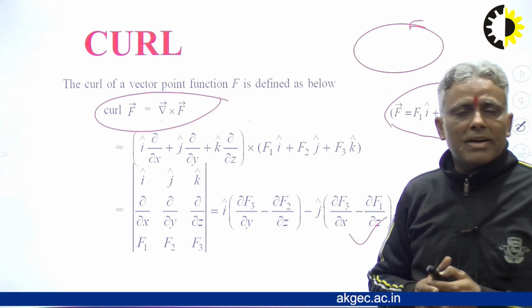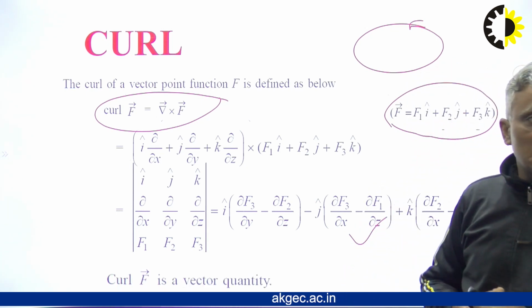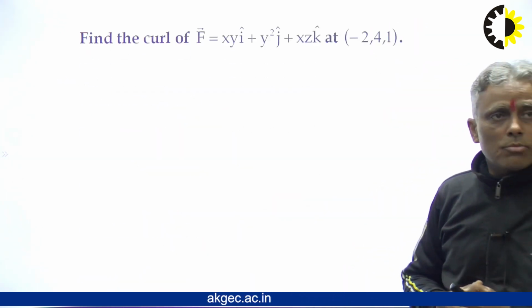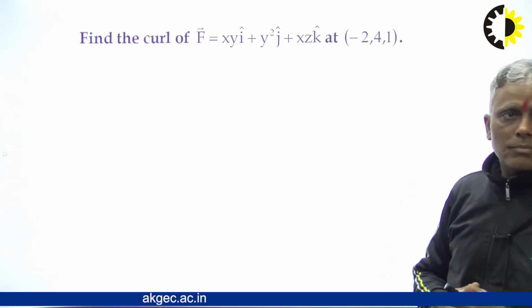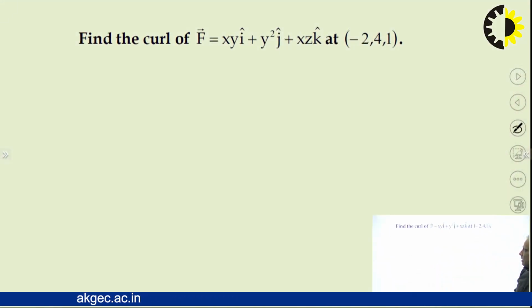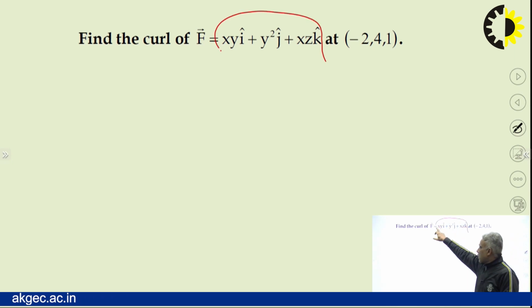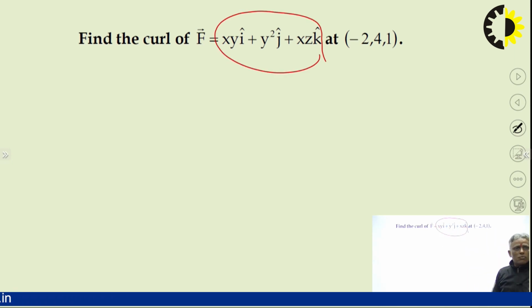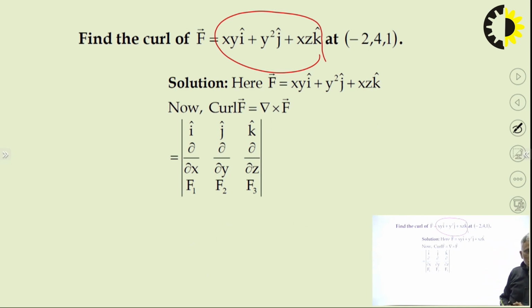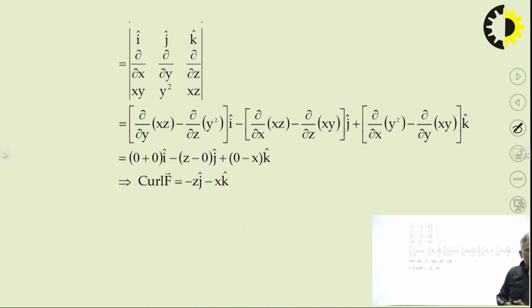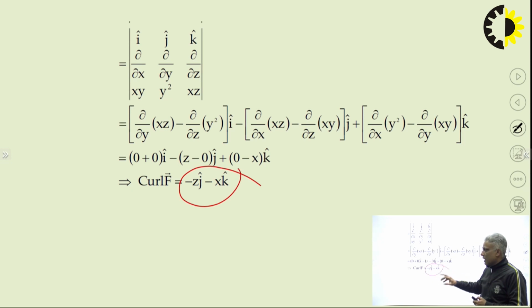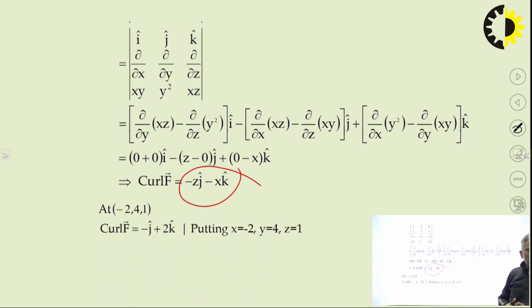If the curl of a vector is 0, that means the vector is irrotational. Students, keep this in mind when you solve problems in the future. Now our problem is this vector point function, and we calculate the curl at the point (-2, 4, 1). First, we calculate del cross f with the help of the determinant, and the result will be this. This is the curl of the vector, and at the point (-2, 4, 1) the result will be this.